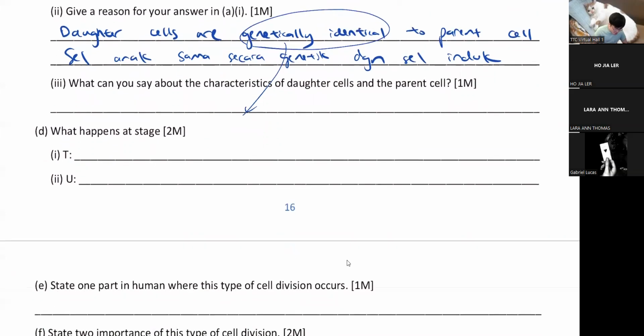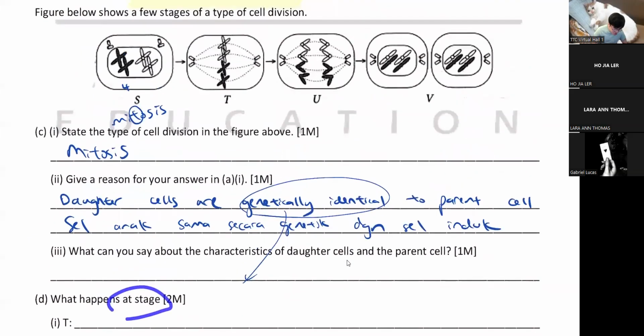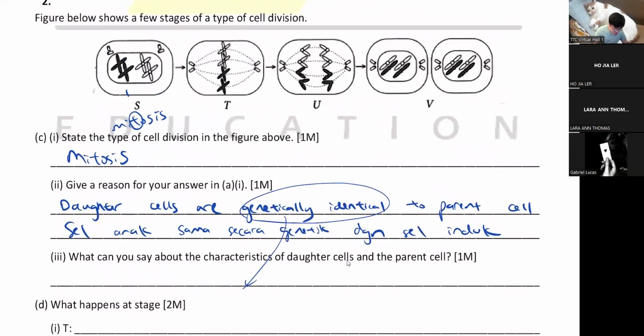Anyway, what happens at stage T and U? If you still remember, mitosis has 4 phases. The first phase is called prophase. The second is called metaphase, when they're arranged nicely. Then you have anaphase and telophase. So PMAT. Prime Minister Ada Telur. This is how I remember. Use whatever method you want.